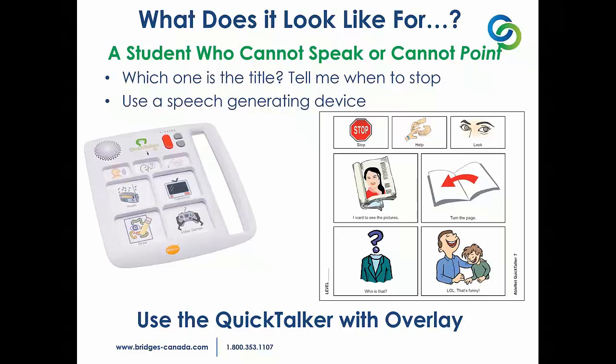We might use a speech generating device such as the Quick Talker that comes with MEville to WEville. There is an overlay that came with the Quick Talker that is specifically used for a read aloud, and so the student could hit the turn the page button to generate that message, or hit stop when they want the teacher to stop as she's moving through items on the page.